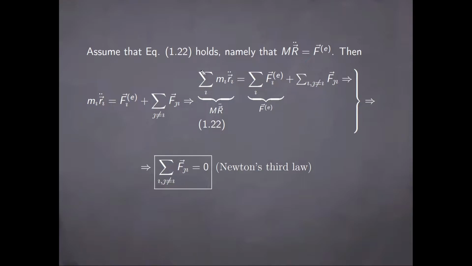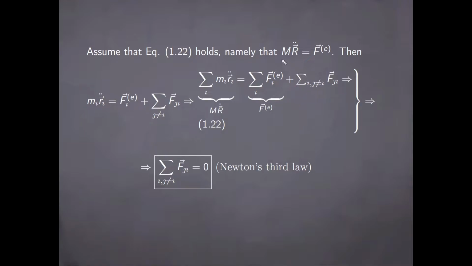Assuming that equation 122 holds, namely that the total mass times the acceleration of the center of mass is equal to the total external force, then if we once again write Newton's second law in its general form for a given particle and we sum over all the particles, we obtain the familiar result where the left hand side is just the total mass times the acceleration of the center of mass, and on the right hand side the first term is the total force acting on the system and the second term is a sum over all internal forces summed over all the particles within the system.